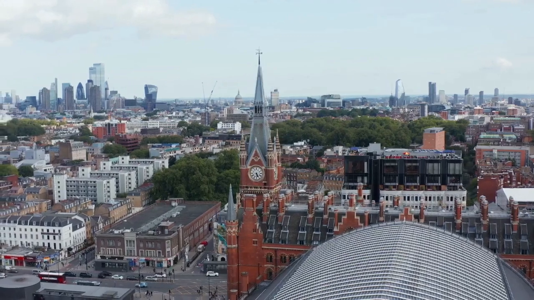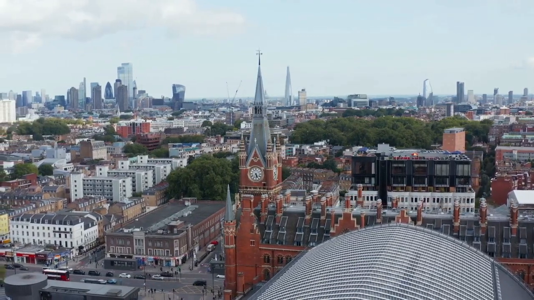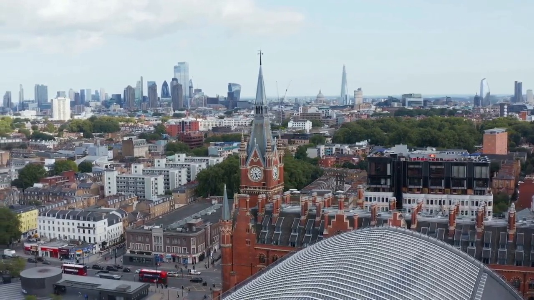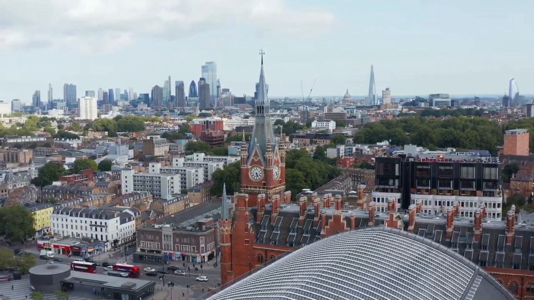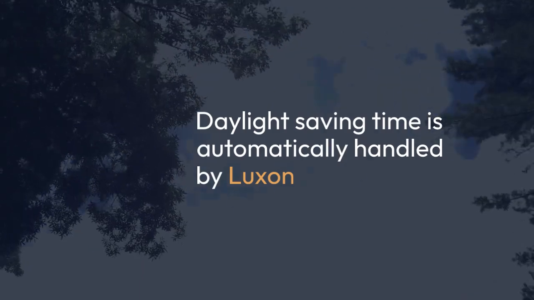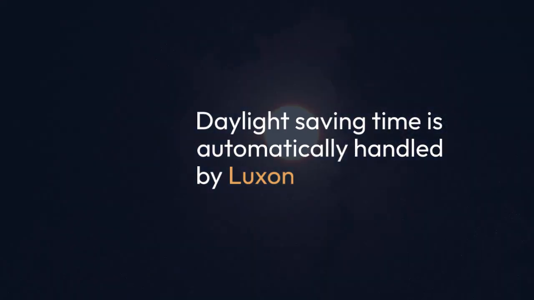For example, DateTime.fromISO("2024-03-15T10:00:00Z").setZone("America/New_York") will adjust the time to reflect 10 a.m. in the New York time zone. Remember that daylight saving time is automatically handled by Luxon.